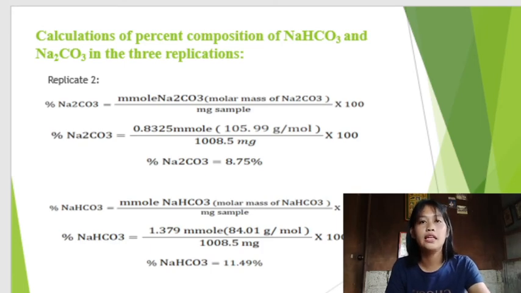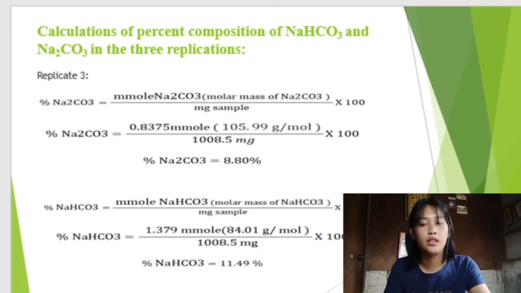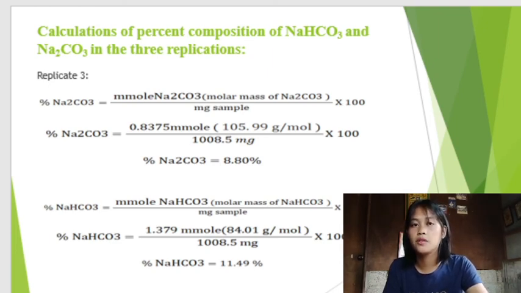In replicate 3, the same as with replicates 1 and 2: millimoles of sodium carbonate times the molar mass of sodium carbonate, all over the milligram of sample, times 100. So we get the percent composition of sodium carbonate equal to 8.80%. Next, the percent composition of sodium bicarbonate equals the millimoles of sodium bicarbonate times the molar mass of sodium bicarbonate, all over the milligram of sample, times 100. So we get the percent composition of sodium bicarbonate equal to 11.49%.